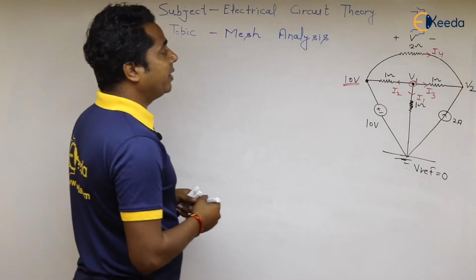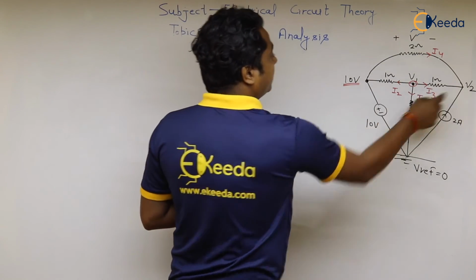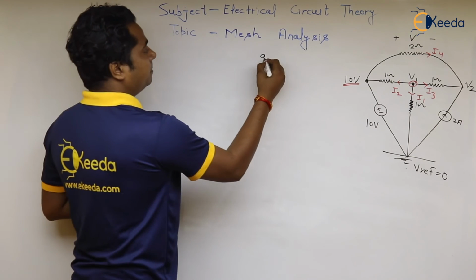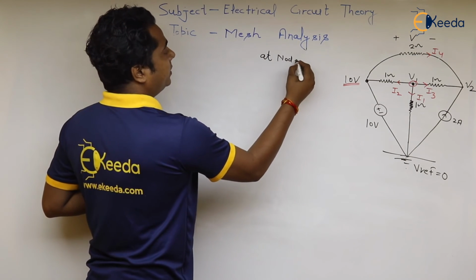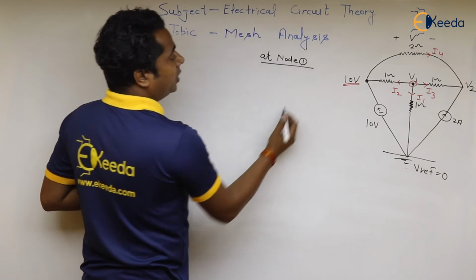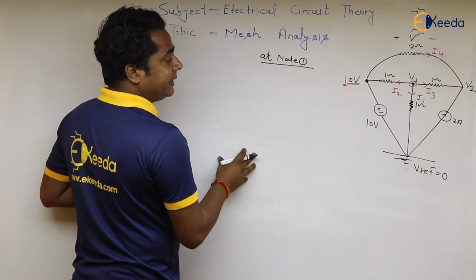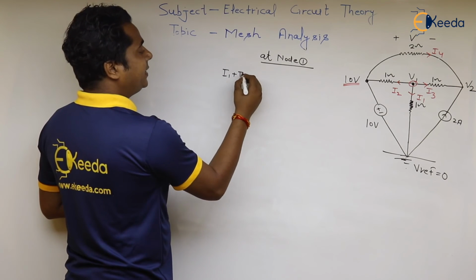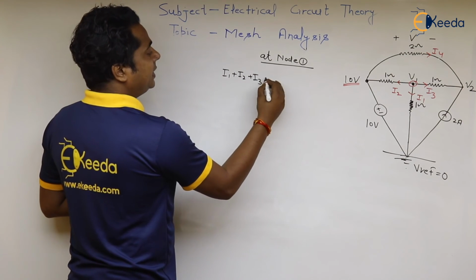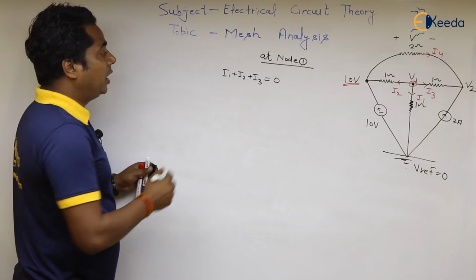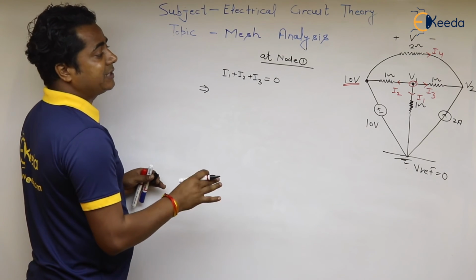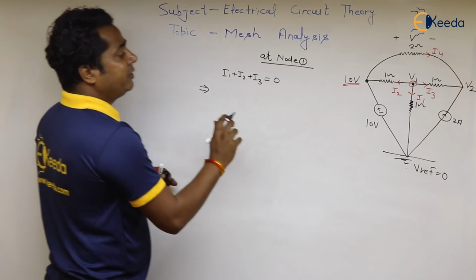So this is your node number 1 and this is number 2. At node number 1, all the currents we have been taking are outgoing, so I1 plus I2 plus I3 is equal to 0. I1 will be written as what? Now I will be neglecting the V reference, I will be writing that directly.